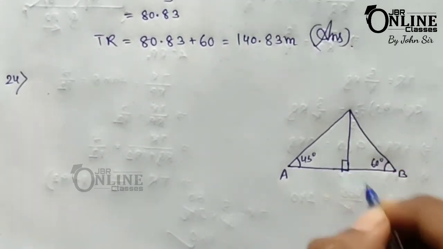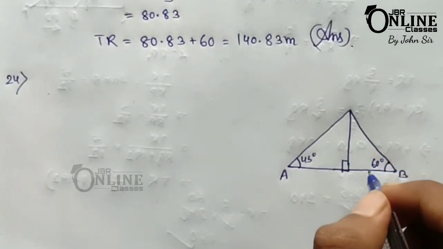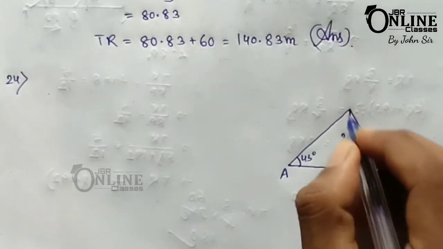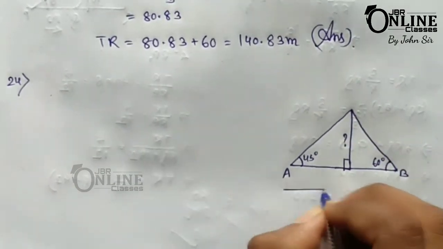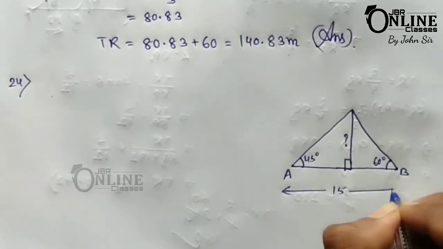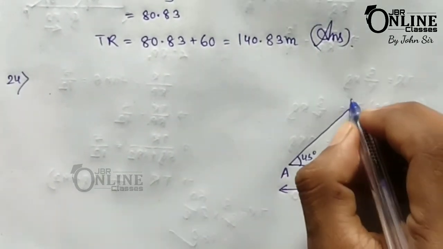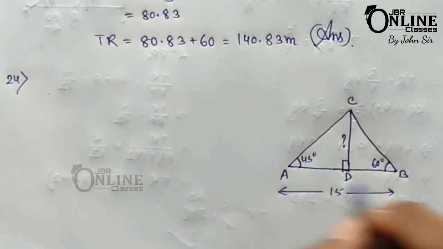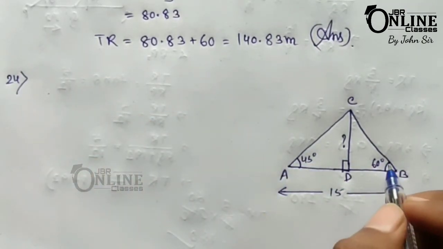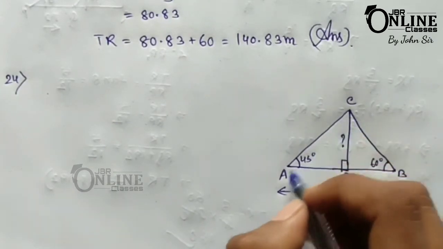Now that is the perpendicular. So here now find the height of the pillar. That means you have to find out this one, and the given distance between A and B equals 15. So the whole distance equals 15. So that is C, and that is D. Now here AB equals 15. So first we have to find out from this triangle.